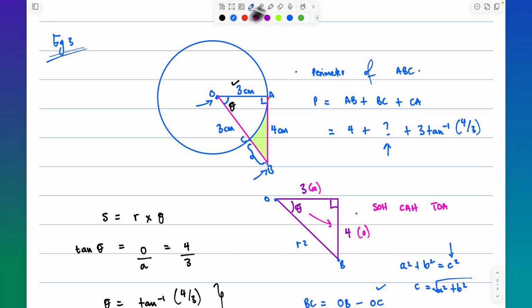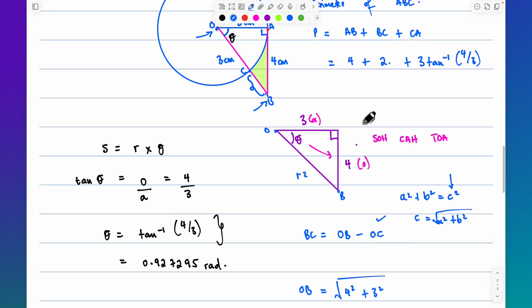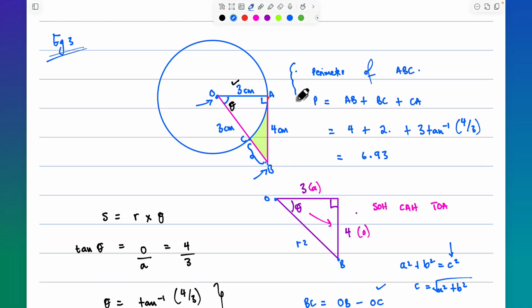So now we have BC. So we can come back into our equation and put the value 2. And all we need to do at this point is throw these into our calculator. So 0.92 plus 2 plus 4. This is going to give us 6.93. So our answer, I'm just going to write it here, is equal to 6.93. Let me just put a little bubble over here just to show that this is all working.